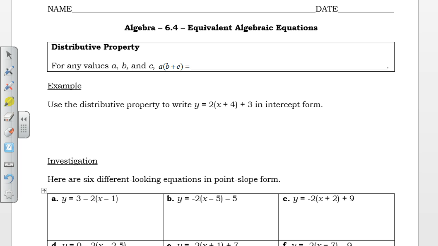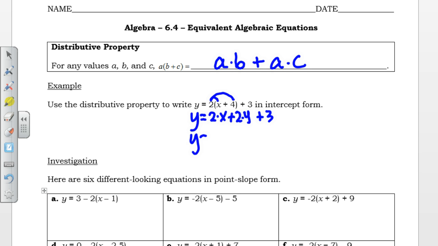If I have the values a, b, and c, a times the quantity of b plus c is a times b plus a times c. So I'm going to use the distributive property on my first example. The 2 in the front of my quantity gets multiplied by everything in the parentheses. So that becomes y equals 2 times x plus 2 times 4, and the plus 3 is just going to drop down. So 2 times x is 2x, 2 times 4 is 8, and still keeping the 3 the same.